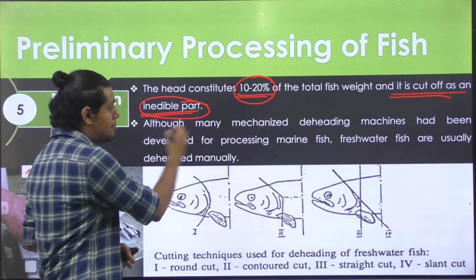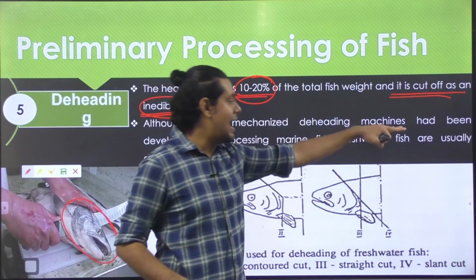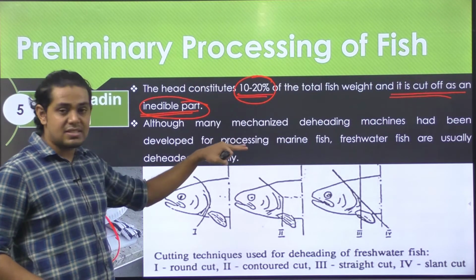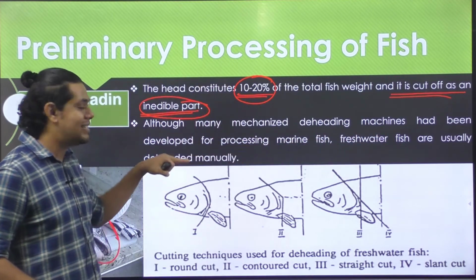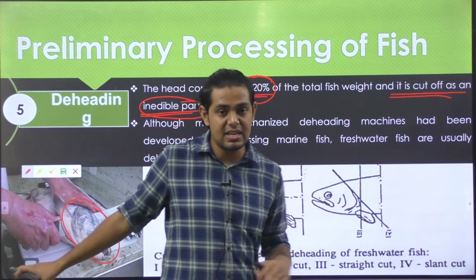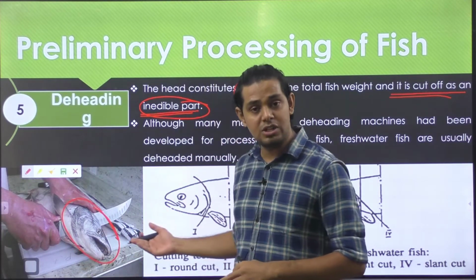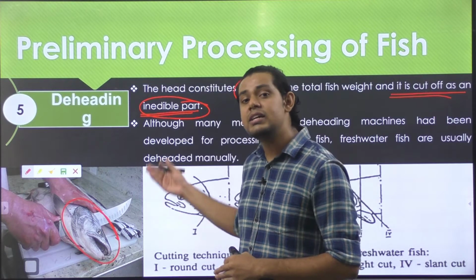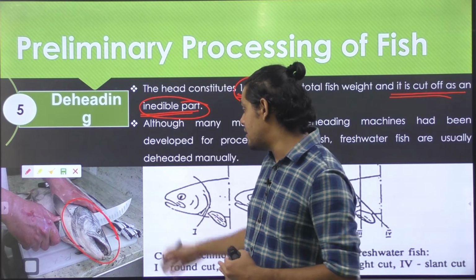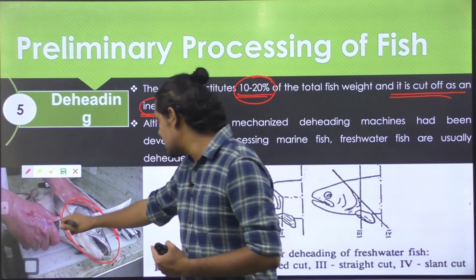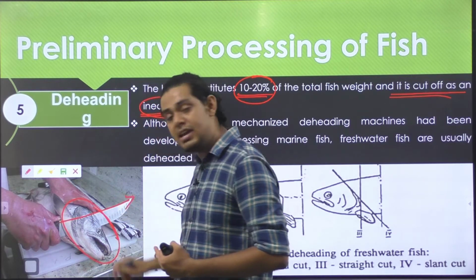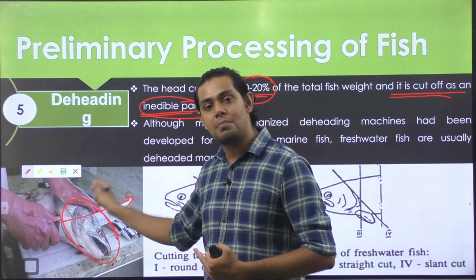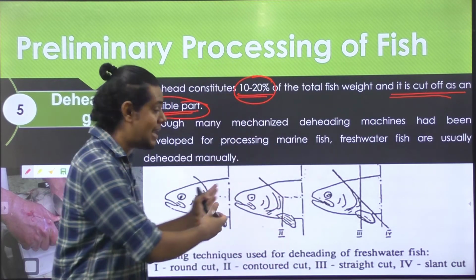Although many mechanized deheading machines have been developed for the processing of marine fish, freshwater fish are usually deheaded manually. As you can clearly see in this picture, freshwater fish are ideally subjected to deheading in a manual manner, using a sharp knife which cuts or chops off the head. So how exactly does that have to be done?